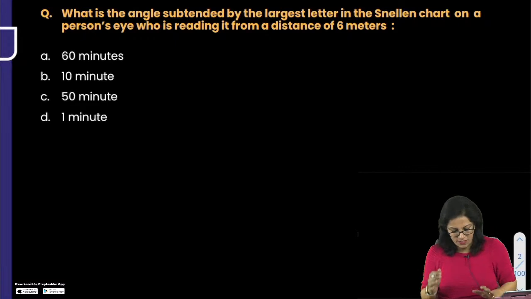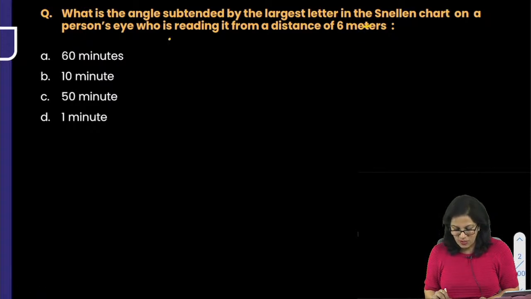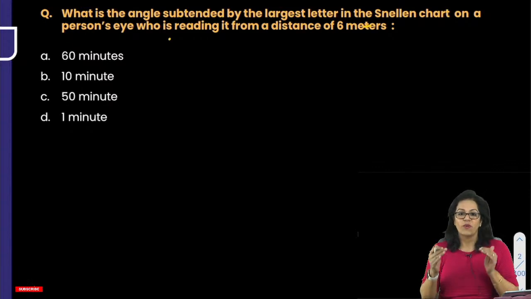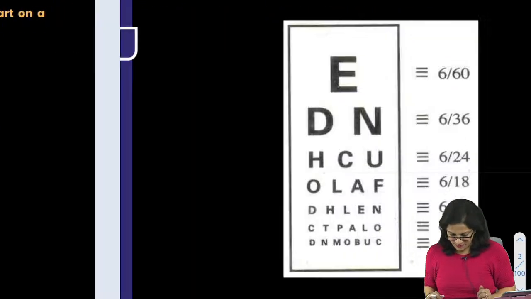So, what is the first question? What is the angle subtended by the largest letter in the Snellen's chart on a person's eye who is reading it from a distance of 6 meters? You should be very clear about the concept of Snellen's box. What are the letters, what are the angles subtended? So, first we are going to quickly revise and then we will solve this question.